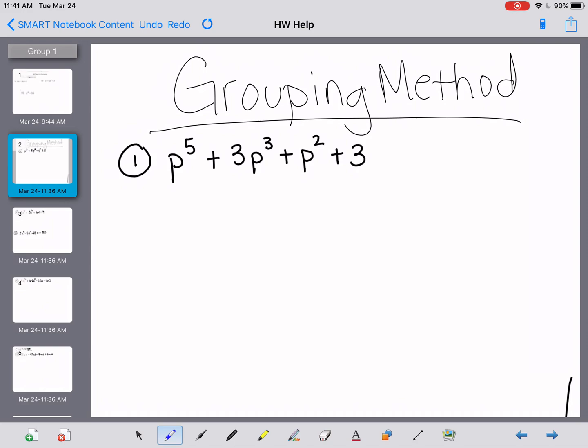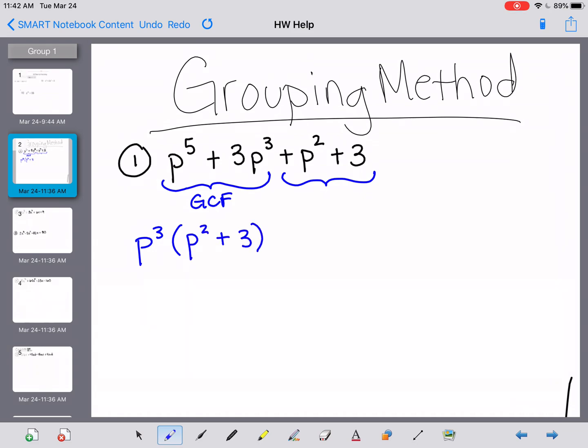So what we're going to do for grouping method is group together, which is why it's called grouping method, the first 2 terms and the last 2 terms, and I'm going to find a GCF of these 2 terms only. If I look at just these first 2 terms, p to the 5th plus 3 p to the 3rd, there's a GCF of p to the 3rd. If I take out the p to the 3rd, I'm left with p squared plus 3.